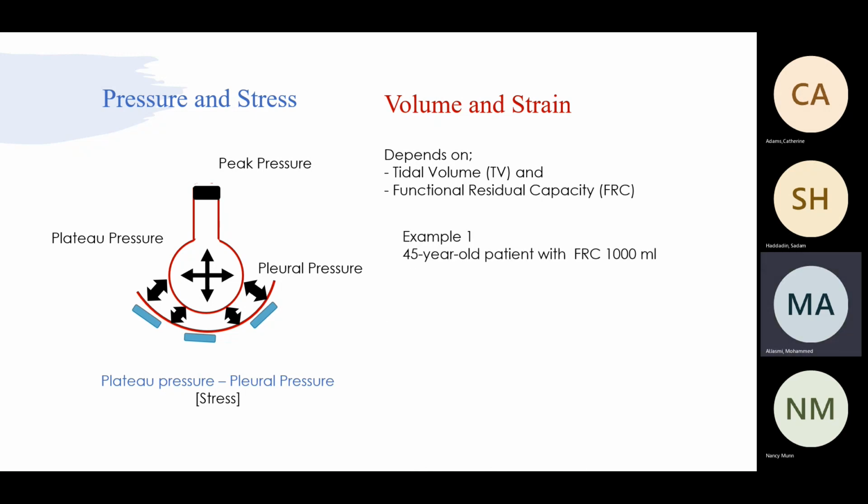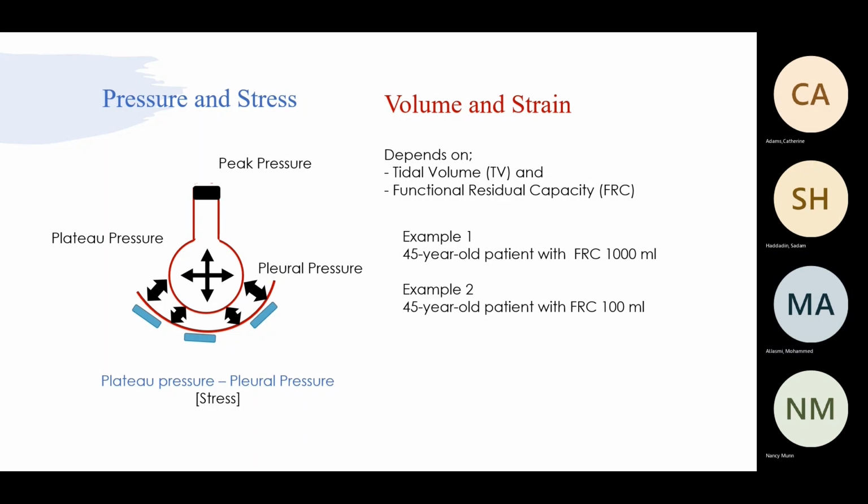How can I do that? Let's say that I have a 45-year-old patient with FRC of 1,000, and I have another one with FRC of 100. And I decided to give them both 500 of volume. Is the strain the same?